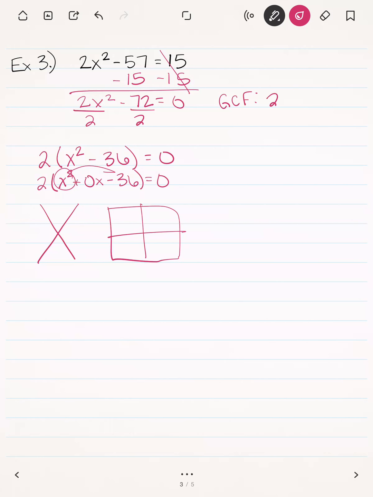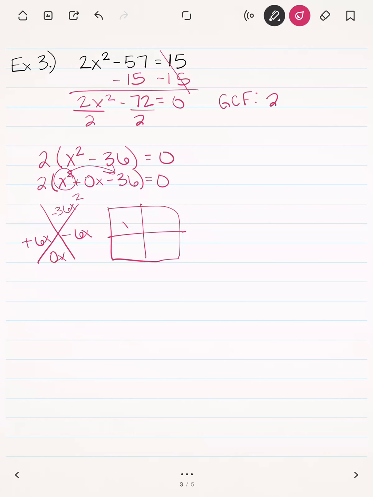So x squared times a negative 36, I get a negative 36x squared, 0x. Okay, in order to multiply to get negative 36 and add to get 0, well, if I'm going to add to get 0, I have to have the same number but different signs. So I'm going to have a positive and a negative. And I can take the square root of 36, which is 6. 6x minus 6x. If I add those, then I get 0. If I multiply, I get a negative 36.